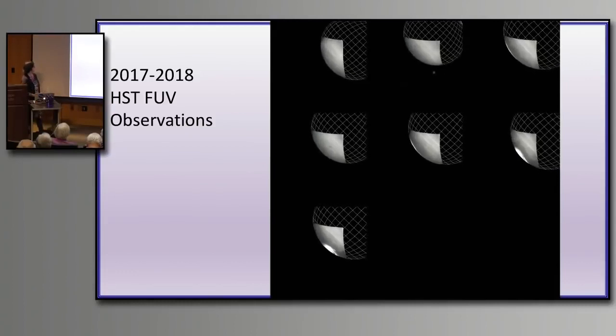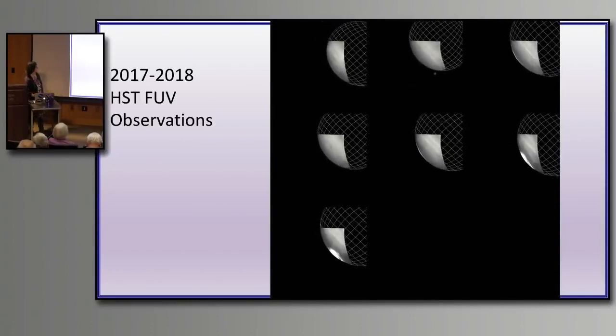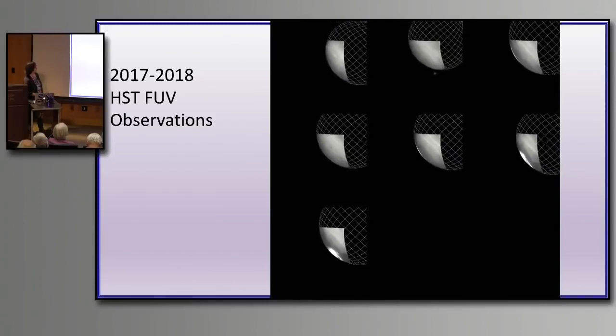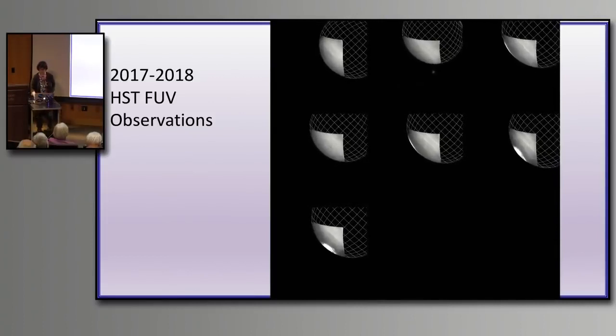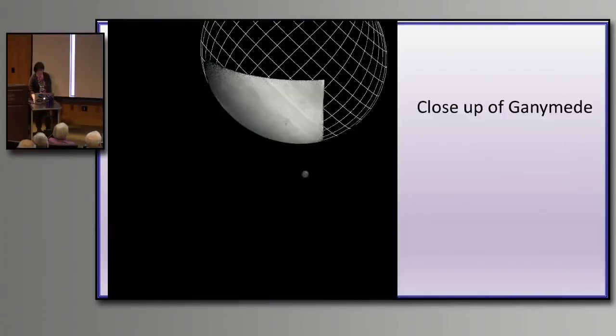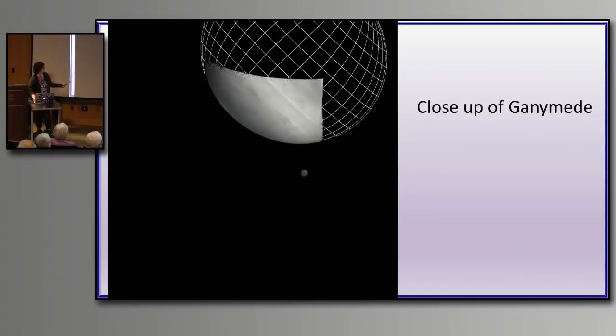So this is from our most recent 2017-2018 data taken with the Hubble Space Telescope. And again, it's really kind of fun to see them move around. This is Ganymede up here, by the way. That isn't just a splotch. And you can see Europa over there, and then you can see the lovely, I love the aurorae on the poles of Jupiter. Okay, so that's fun. There's a close-up of Ganymede.